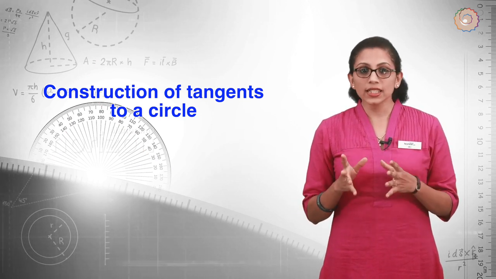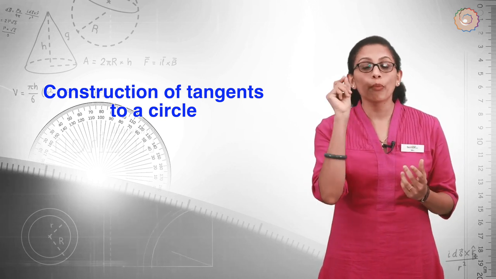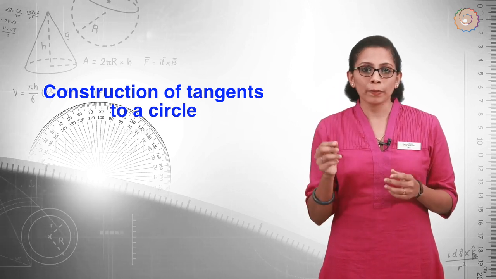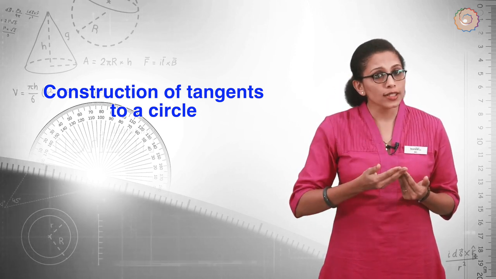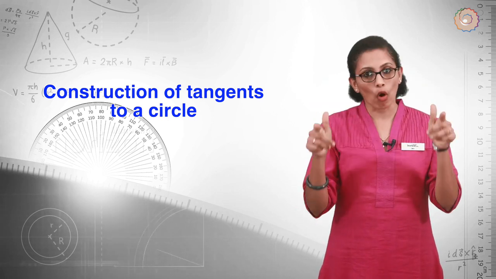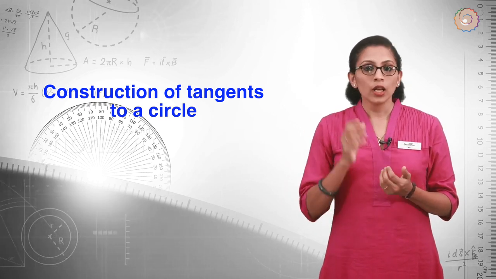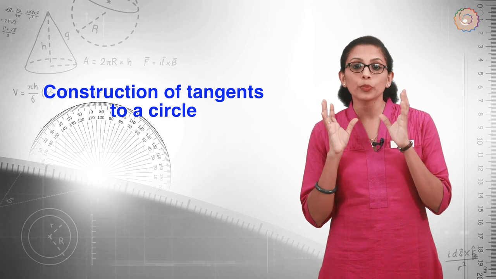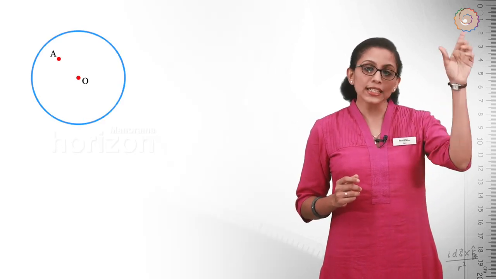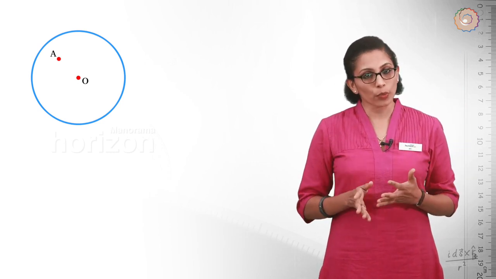To construct tangents to a circle, at first we need to consider the position of the point with respect to the circle. The position of the point can be inside the circle, on the circle, or outside the circle. So, depending on the position of the point, the number of tangents that can be drawn can also vary. Let's see first the number of tangents possible for varying positions of the point. When point A lies inside the circle, no tangent can be drawn to the circle through this point.